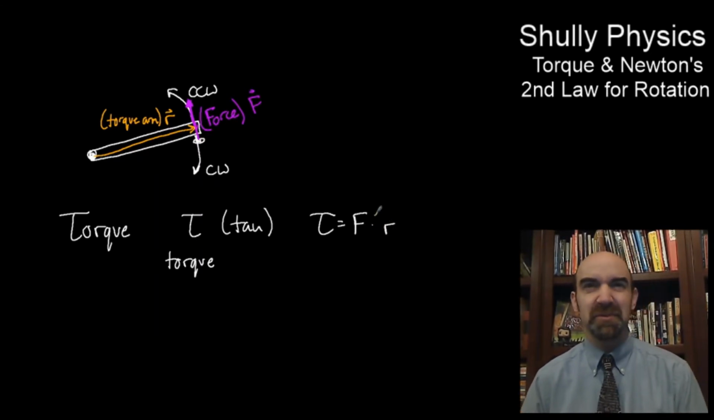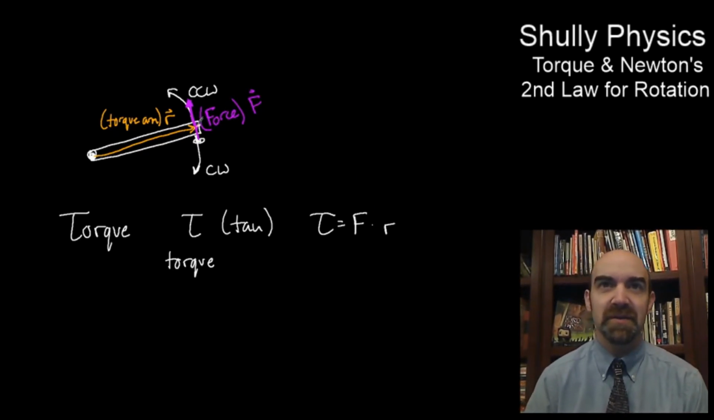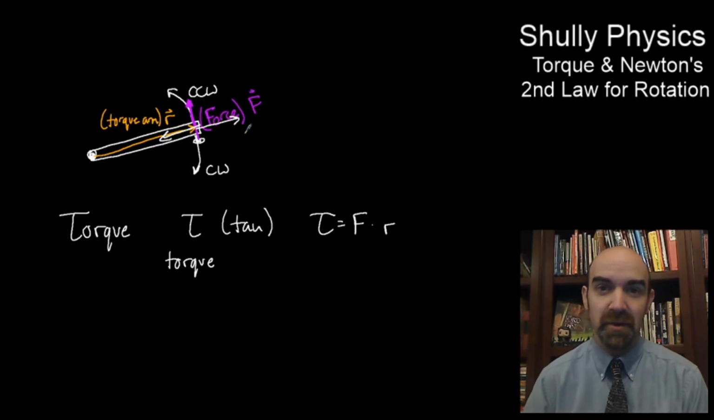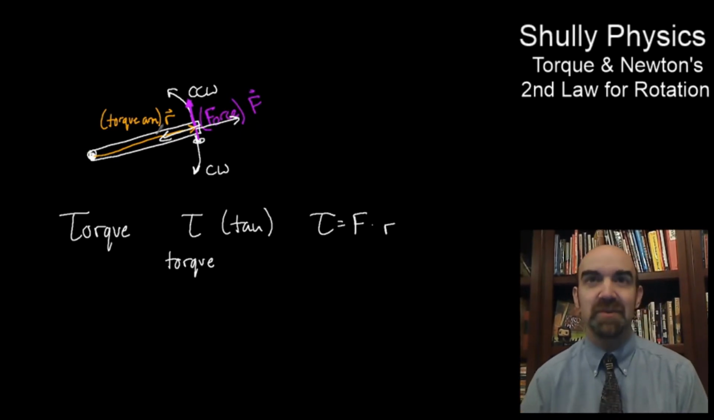Now, I'm leaving one little important piece out of this. What if the direction of the force is inward on the door or outward on the door? Would that cause any rotation to the door at all? If you push inward toward the rotation axis or outward from the rotation axis, there's going to be zero rotation, meaning there's zero torque. So this isn't entirely accurate.